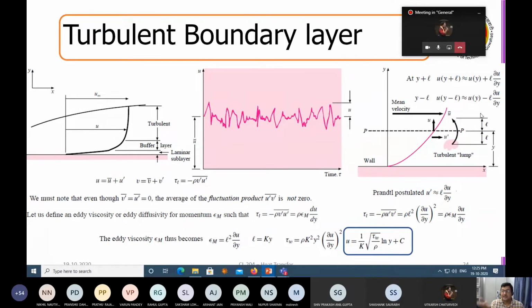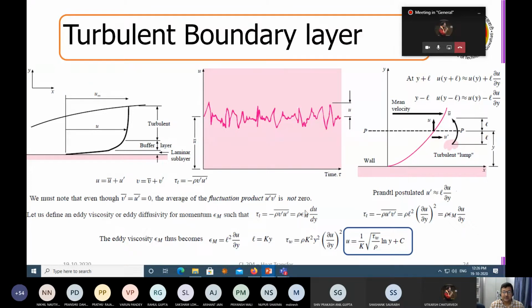Even if you do a simple Taylor series in a dL element, that becomes dy, that becomes L into du by dy. And then from there people could really progress. So he said that the turbulent stress, which is the Reynolds stress, you say just like the way Newton's law has been done, so you say that rho epsilon_M is your turbulent viscosity times du by dy.